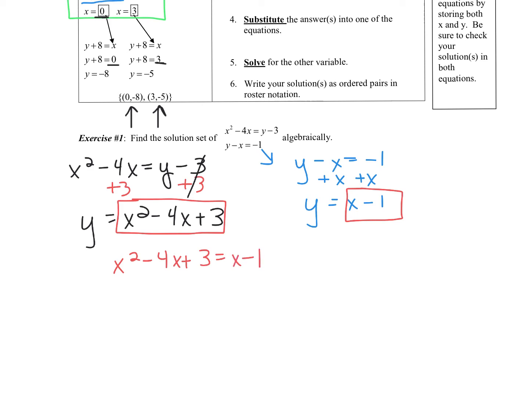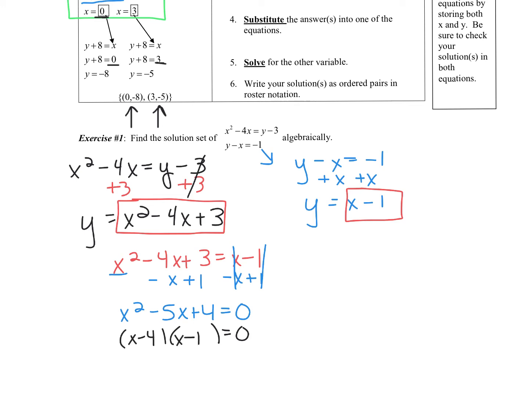From there, I am going to set it equal to 0 because we have a quadratic, we have that x squared. And we get x squared minus 5x plus 4 equals 0. From there, I'm going to factor, and I get x minus 4, x minus 1, for my factors, things that add up to negative 5 and multiply to 4. So my two answers are 4 and 1.